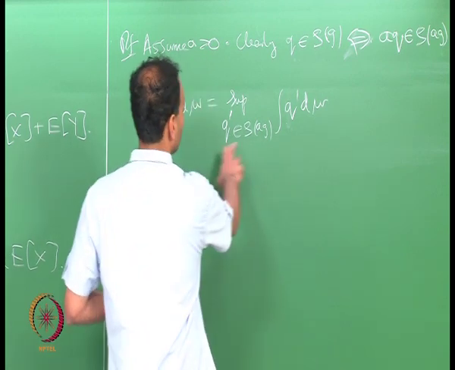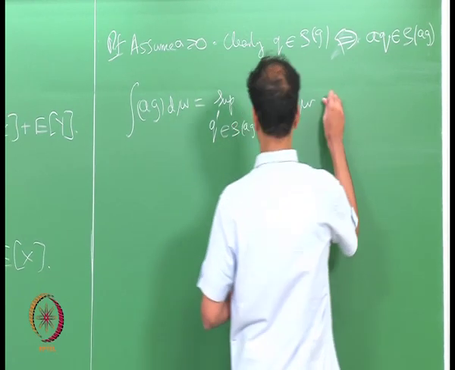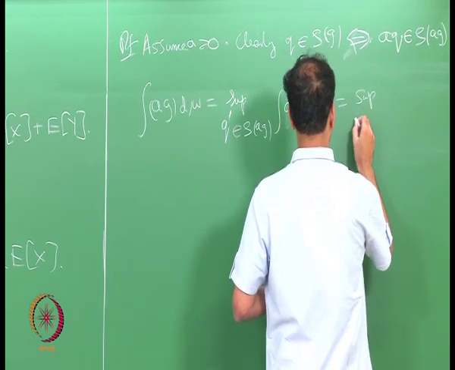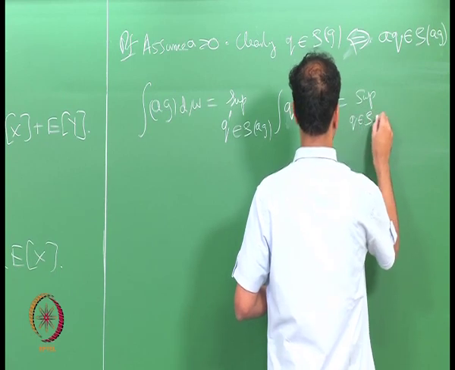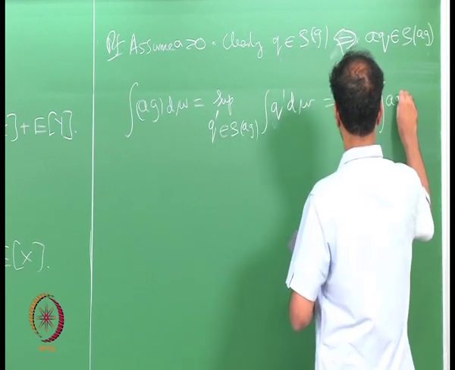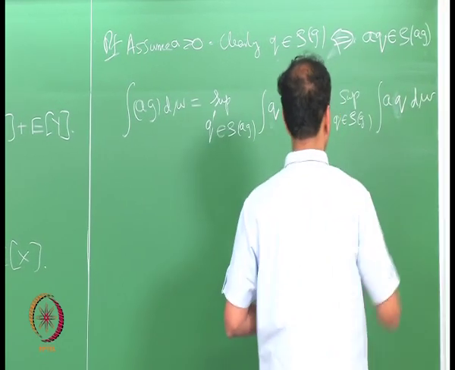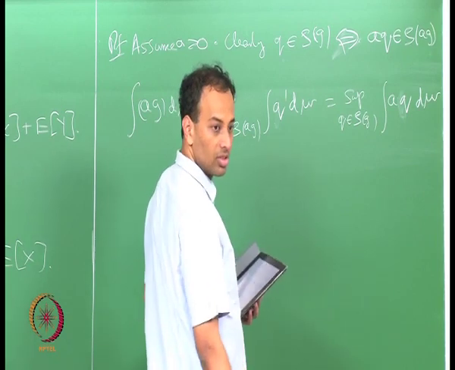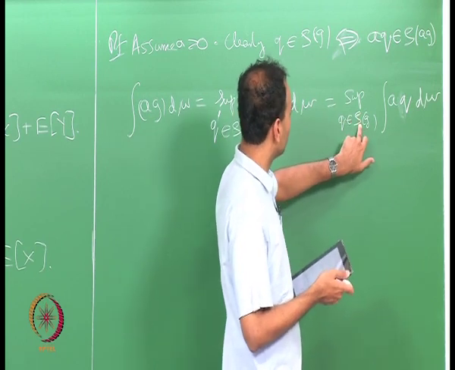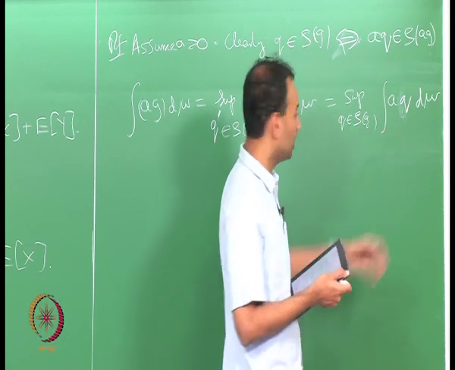But this q prime is a q for some q in S of g. So, I can write this as the supremum over q in S of g of the integral of a q d mu. Maybe I am skipping one step: you can write it as a q belonging to S of a g, and then write the same thing. Is this okay with me?